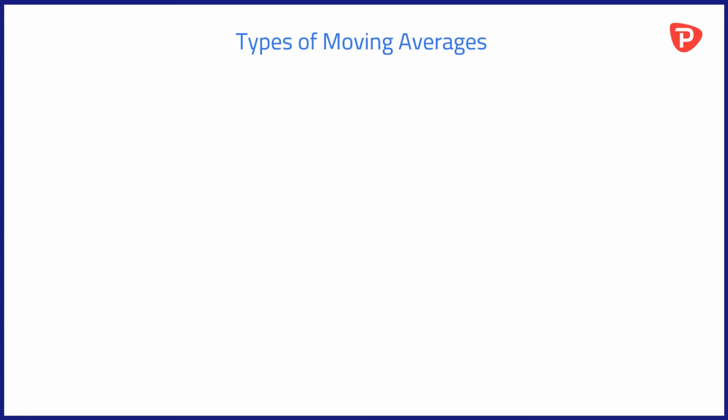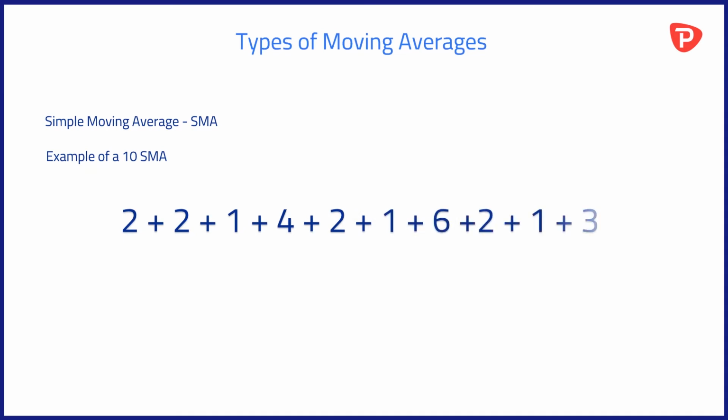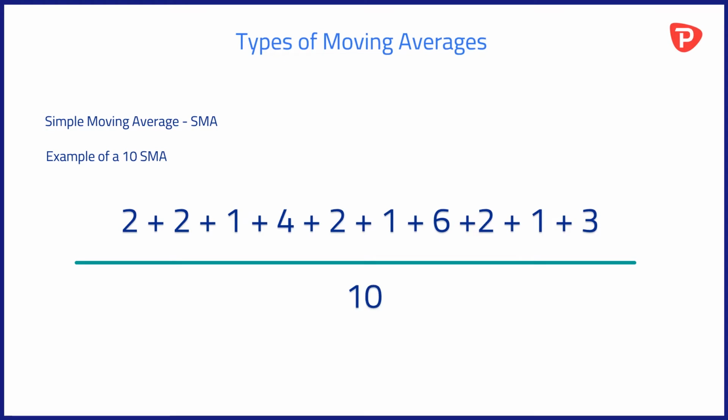There are two common types of moving averages available on most platforms, and they are the simple moving average, or SMA, and the exponential moving average, which is commonly referred to as an EMA. The simple moving average is the direct average of the period that is being calculated. For example, a 10-period moving average is the average movement for the last 10 periods.